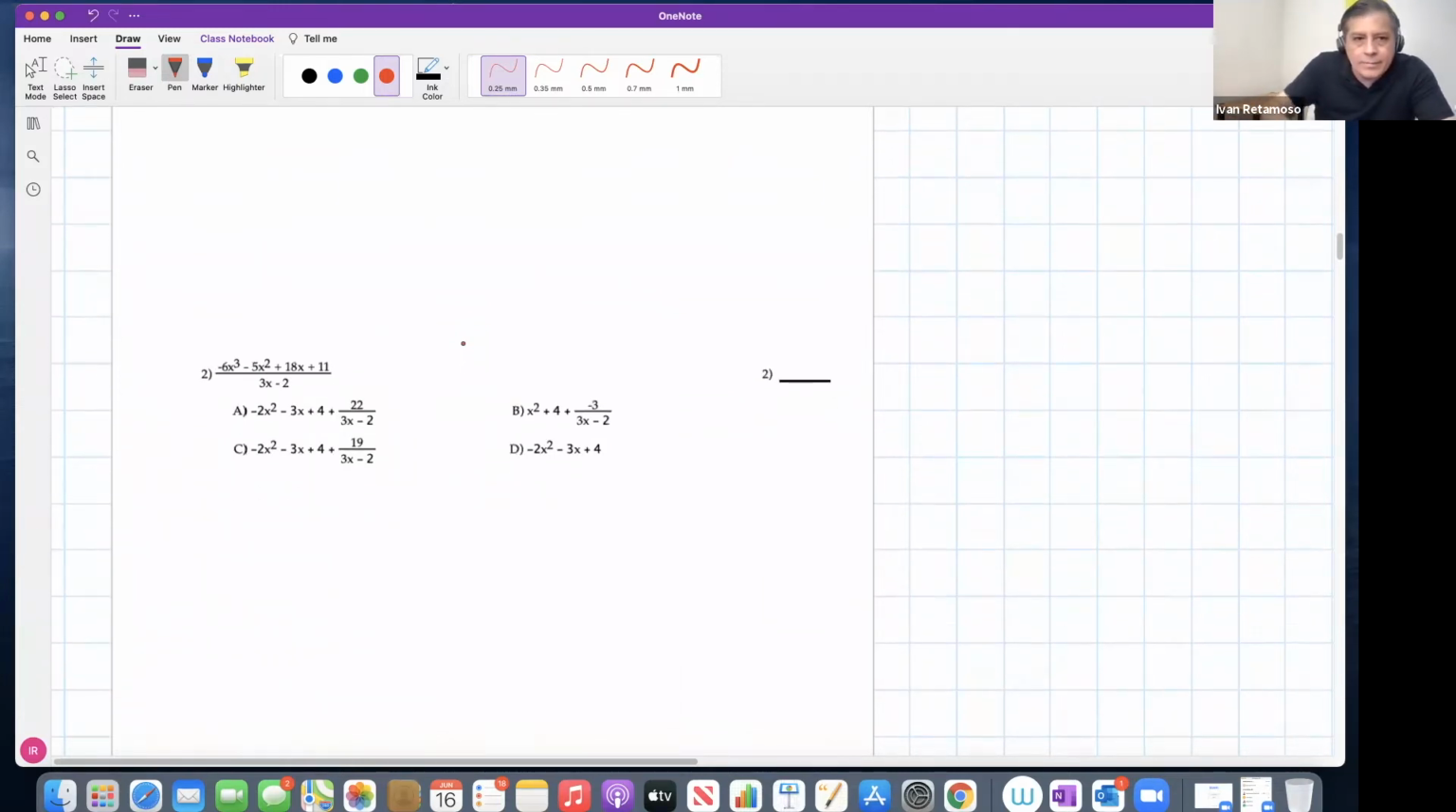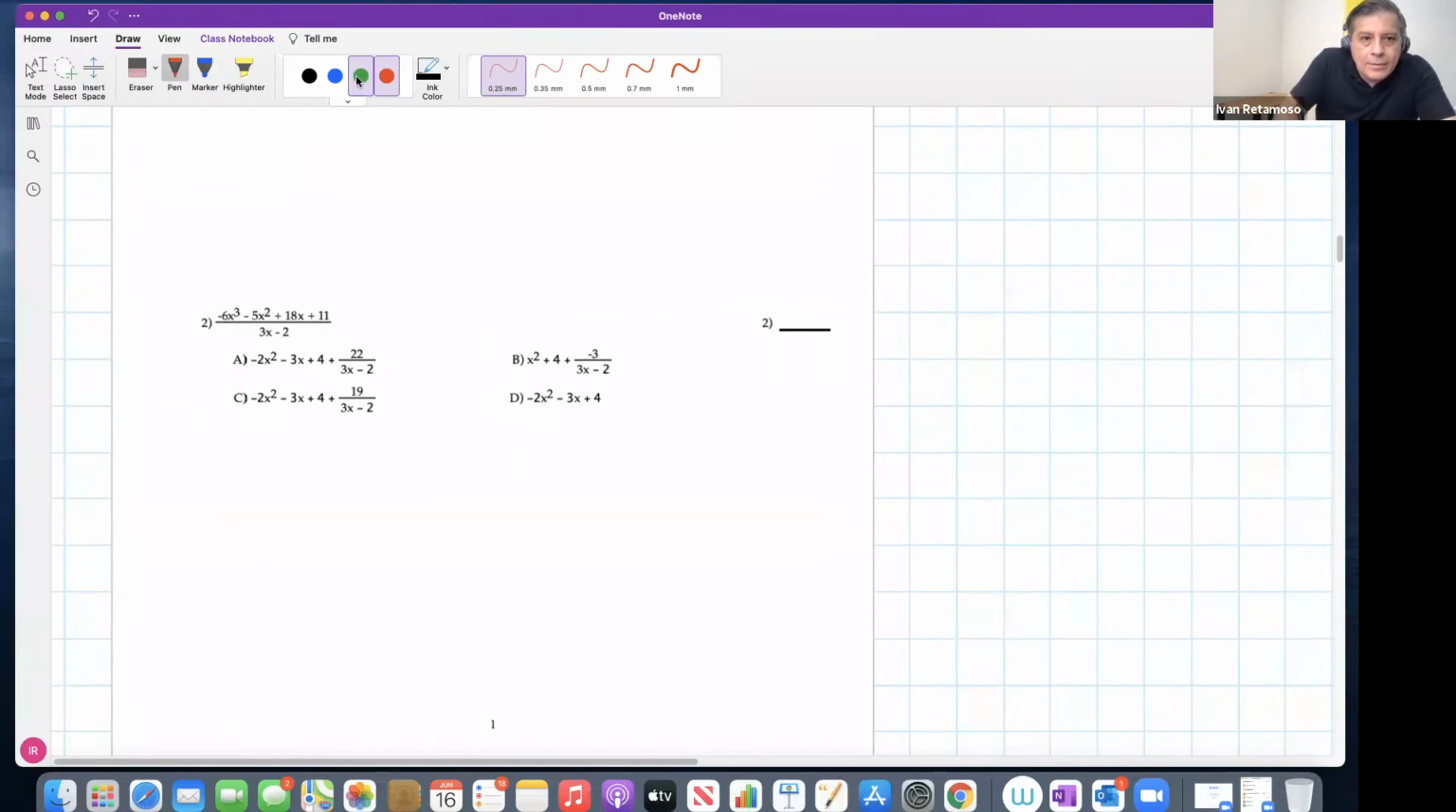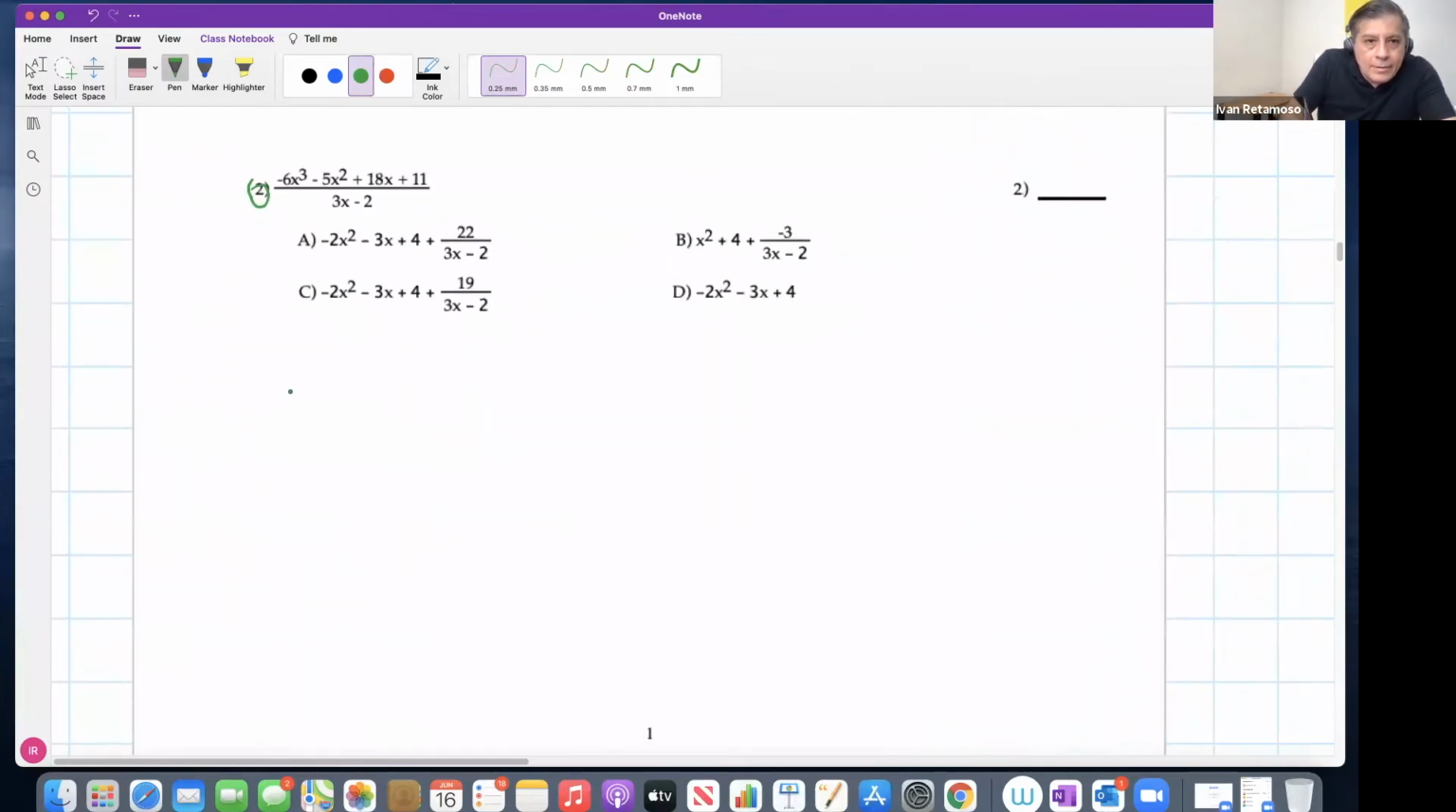Let's do this one. What if they ask you to do this division? This one, I want to show you now. From scratch, dividend, the one on the top, divisor, the one on the bottom. So what I do is draw the division symbol, I write my dividend inside the division symbol, and then I write my divisor outside. So here, 3x minus 2.